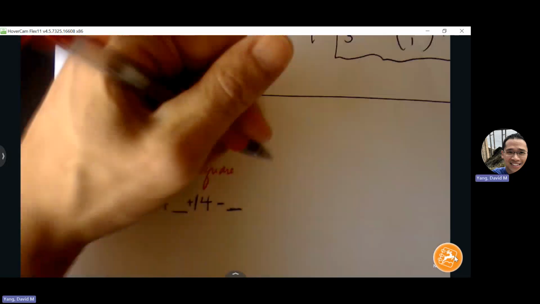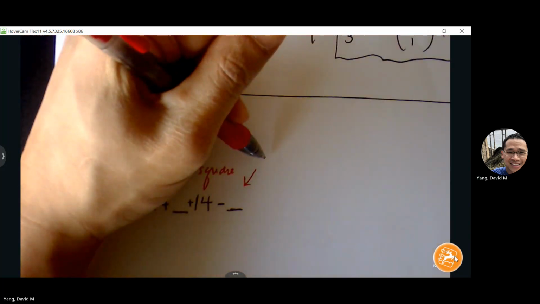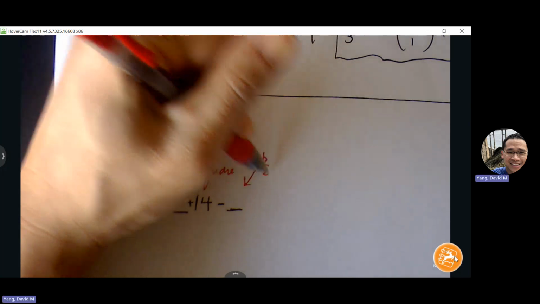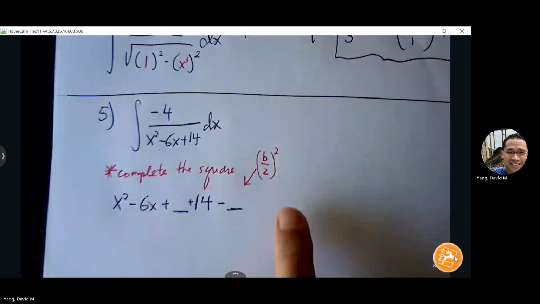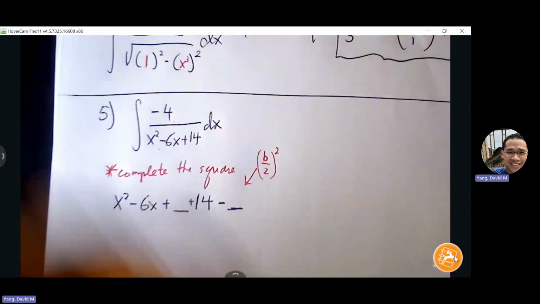Okay. What formula goes into the blank? B over 2 squared, yeah. Okay, what's our B value? 6 over 2 is 3. 3 squared is 9.